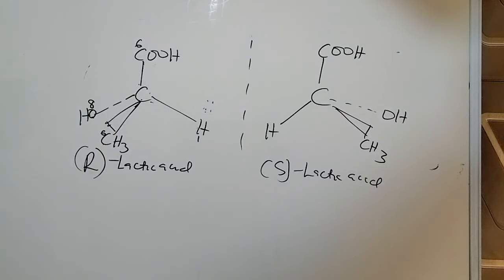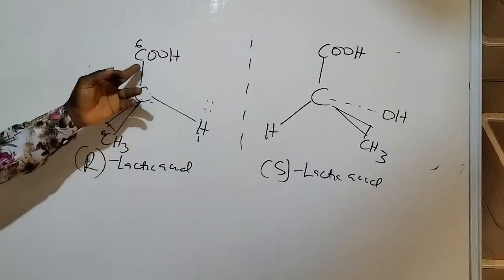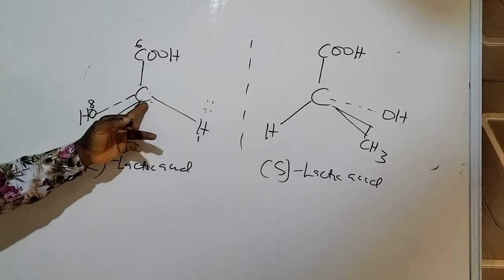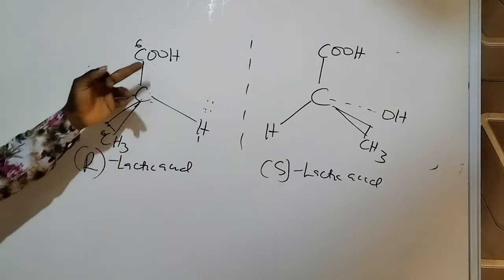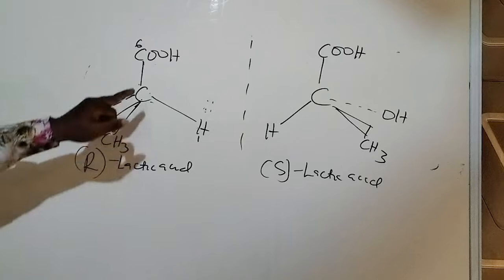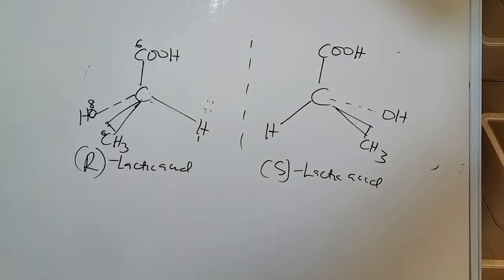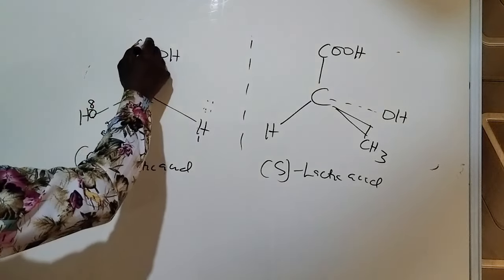So what do we do? In a situation where you have two groups bonded to the chiral carbon starting with the same element, carbon in this case, what do we do? We consider the second element. The second element is oxygen, which is 8.